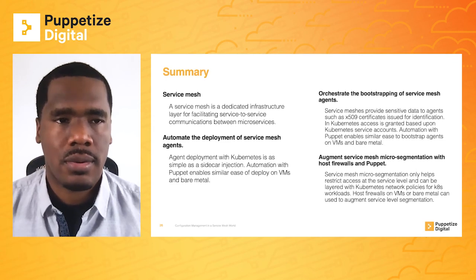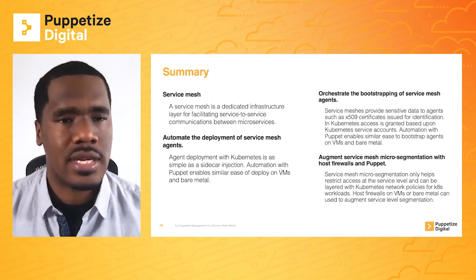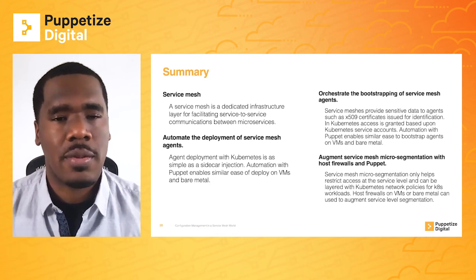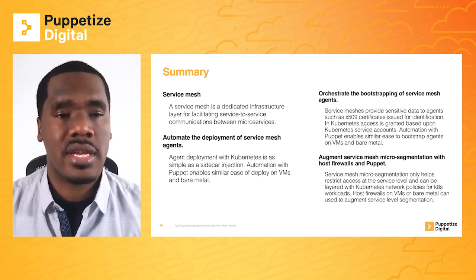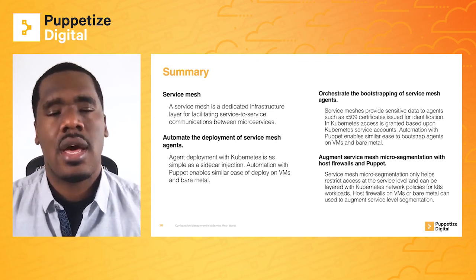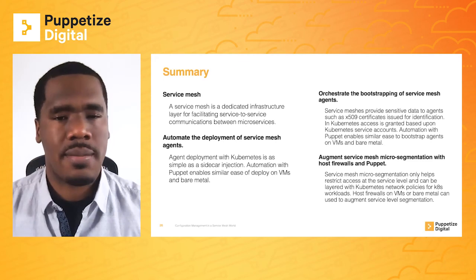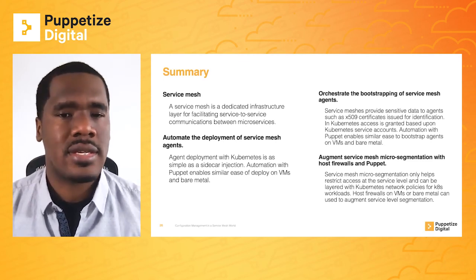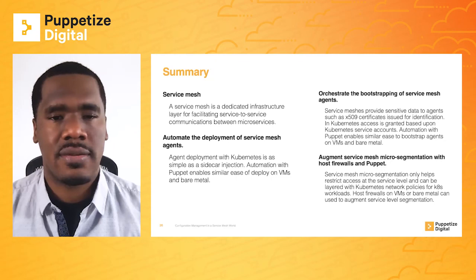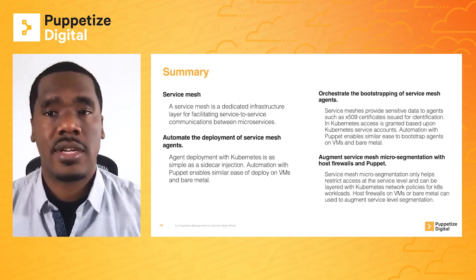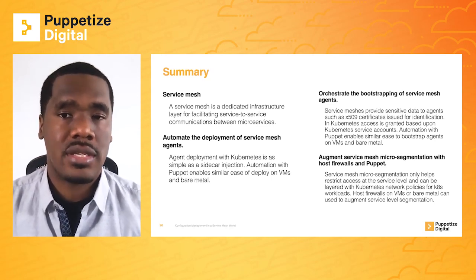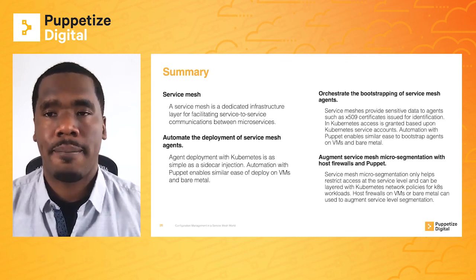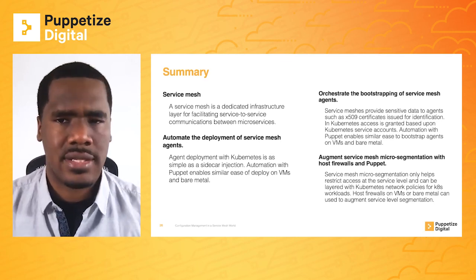We talked about service mesh and what it is and what it does. We've automated the deployment of service mesh agents, leveraging Puppet. We understand that on Kubernetes, it leverages sidecar injection. With Puppet, we can leverage the traditional automation of installing the package, configuring the service, and configuring the configuration files, all those things. We also looked at orchestrating the bootstrapping process, understanding that there are some identity pieces that we need to grab from the service mesh as part of an orchestrated dance.